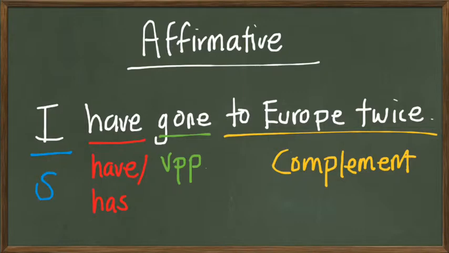Alright, let's go to the formula now. The affirmative. In the example, I have gone to Europe twice, we have certain elements that you do not forget, which are the subject, I, the auxiliary have or has, in this case have, the verb in past participle. Remember not to confuse the past with the past participle. Check those lists if necessary. And finally, our complement. To Europe twice.